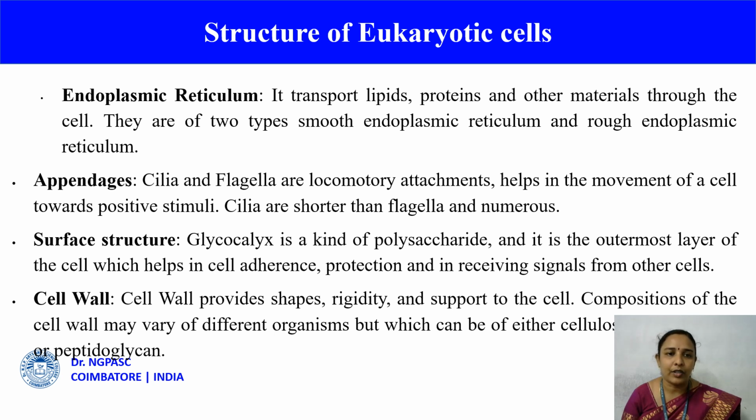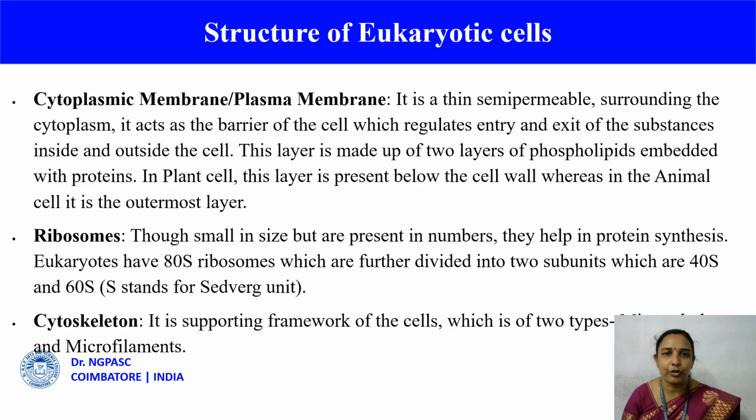The surface structure, glycocalyx, is a kind of polysaccharide. It gives protection and adherence, and helps in receiving signals from other cells. Cell wall: it provides shape, rigidity and support to the cell. It is composed of cellulose, and other cell wall materials.